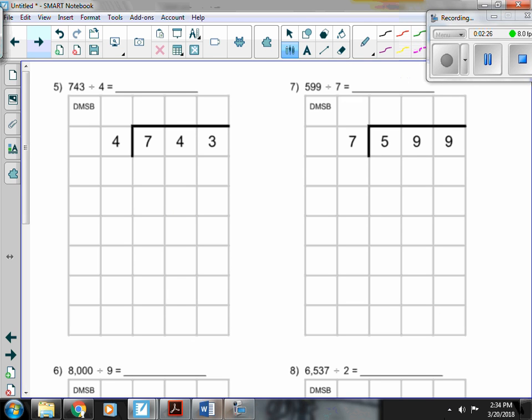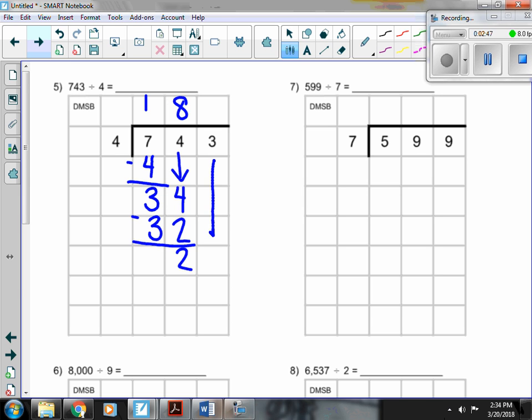On the back, 4 can go into 7 once, and 1 times 4 is 4. And I subtract and get 3, and I bring down my 4, and start again with 34. 4 goes into 34 8 times. 8 times 4 is 32. 34 minus 32 is 2. And then I bring down my 3 to start over with my new number. 4 goes into 23 5 times. 5 times 4 is 20. And I'm left with a remainder of 3. So 185 with a remainder of 3.